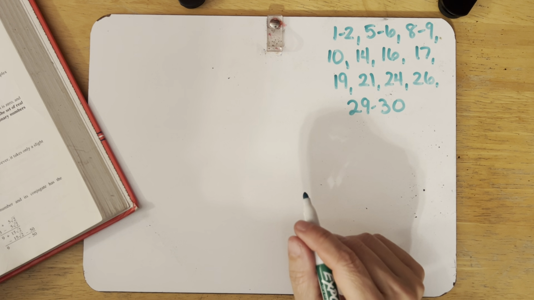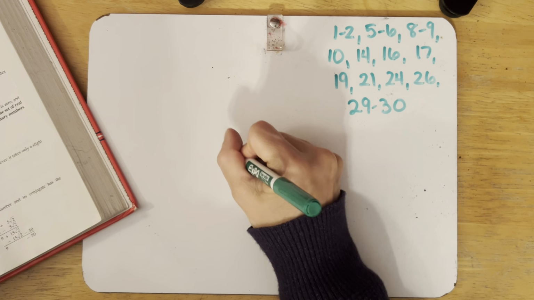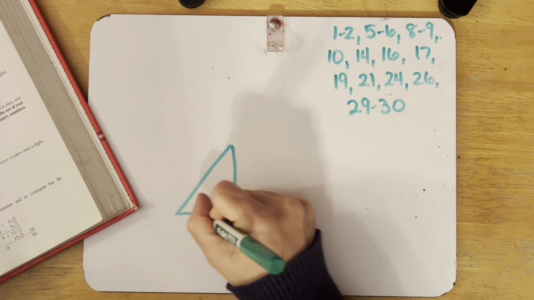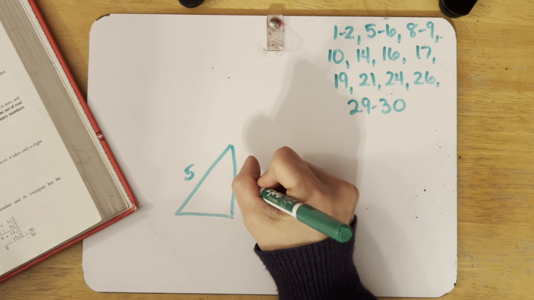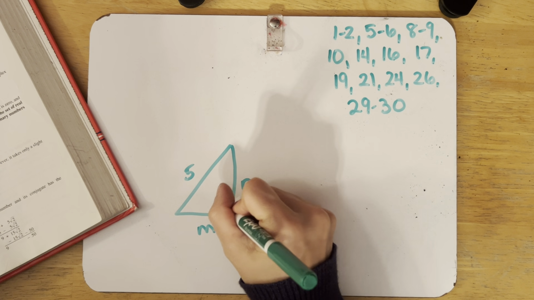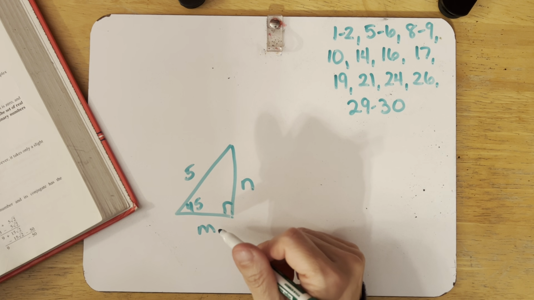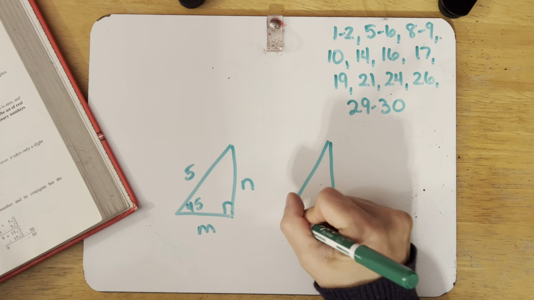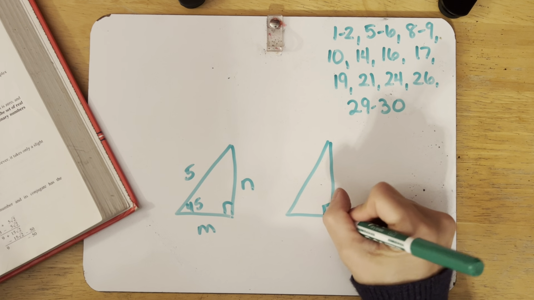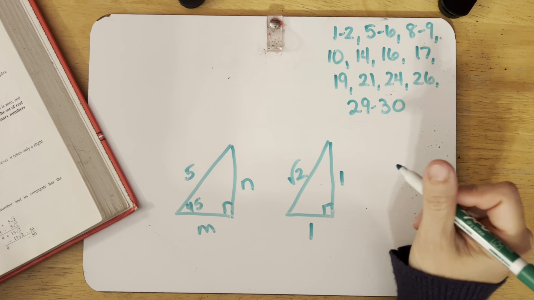Okay, number 19, use similar triangles to find each of these. So this first one, 5, NM, it's a 90, 45, 45 triangle. And the similar triangle that we're comparing it to is a 1, 1, square root of 2 triangle.